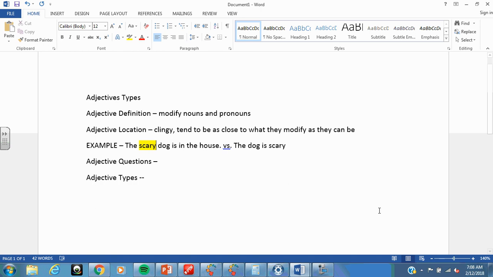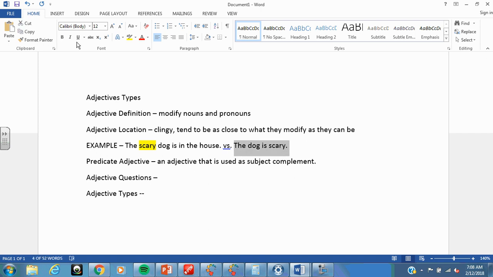Adjectives can also be subject complements. We've talked about predicate nominatives in the past. Well, you can also have predicate adjectives. So a predicate adjective is merely just an adjective that is used as a subject complement. Remember, a subject complement is a word in the predicate that refers back to the subject and comes after a linking verb. So if we take a look at this second sentence, the dog is scary. What would the subject complement be in this sentence?